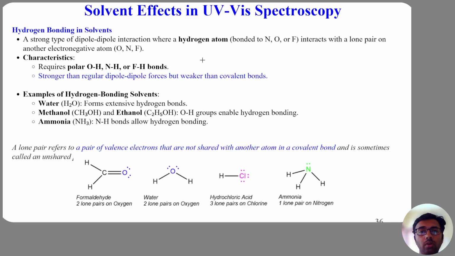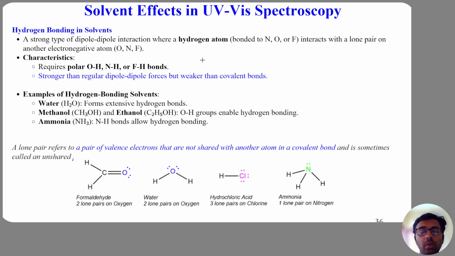When a solute enters a hydrogen bonding solvent, the solvent forms a molecular cage around it. This stabilizes or destabilizes molecular orbitals. As a result, the energy gap shifts and the absorption wavelength changes. Common hydrogen bonding solvents include water, methanol, ethanol and ammonia.